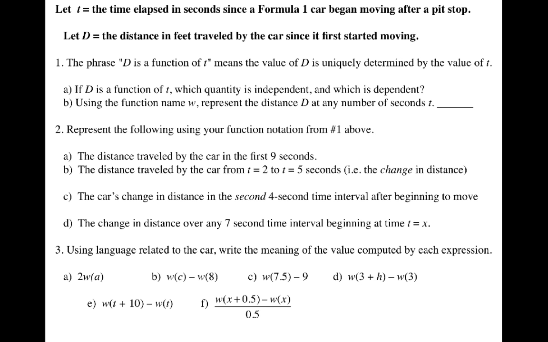If that's so, then you're just going to answer these questions. A, which is the dependent and which is the independent variable, and then you're going to use the function named w to represent the distance d at any number of seconds t. Once you get that, make sure you got 1b correct, because it's crucial, before moving on to number 2.